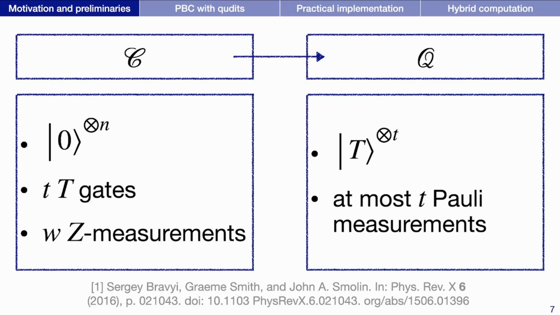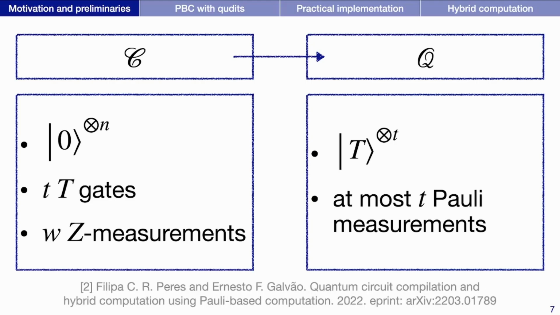And another alternative way of looking at this result is as a sort of compilation statement. And this was done in a work from last year, where you can see that for some instances of quantum circuits, you can use Pauli-based computation as a sort of compilation tool that you use to reduce the amount of quantum resources that you need to perform a certain computation.